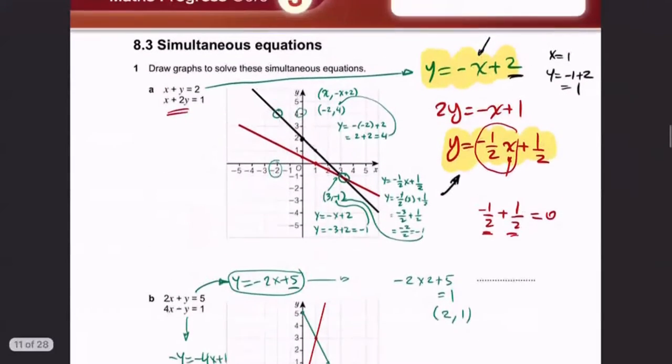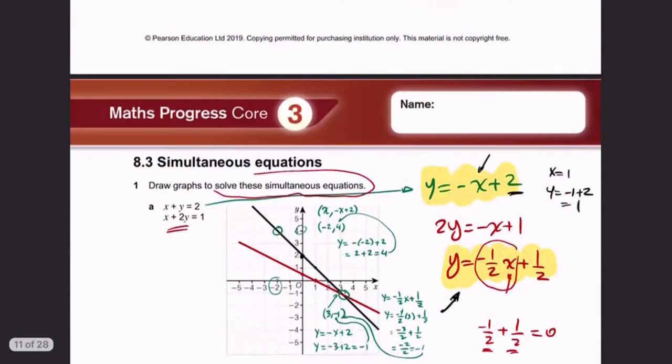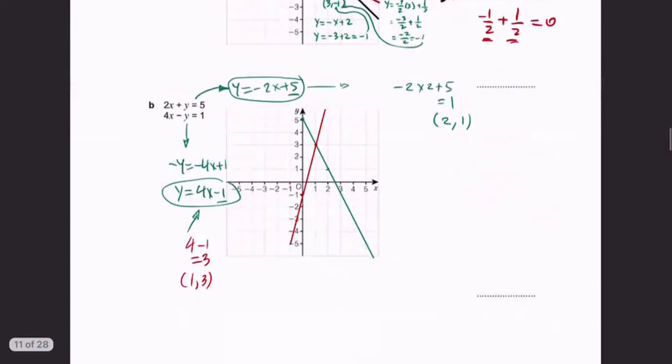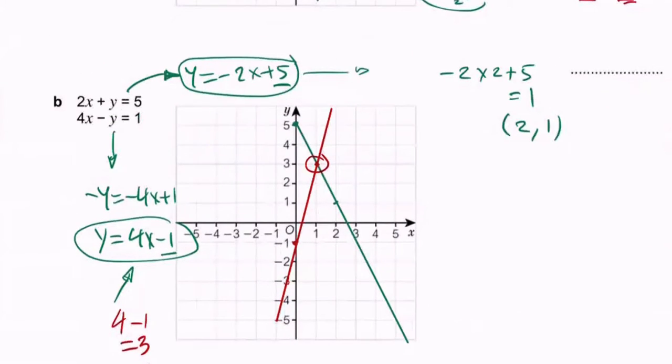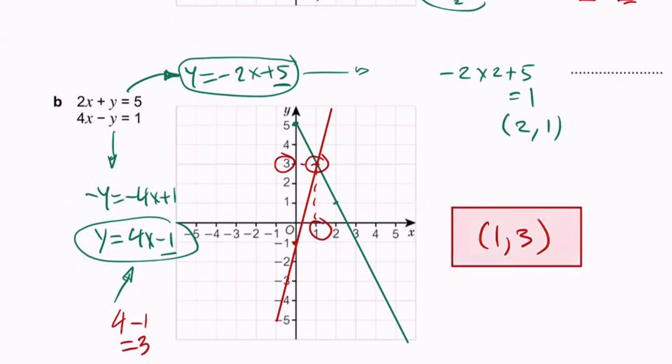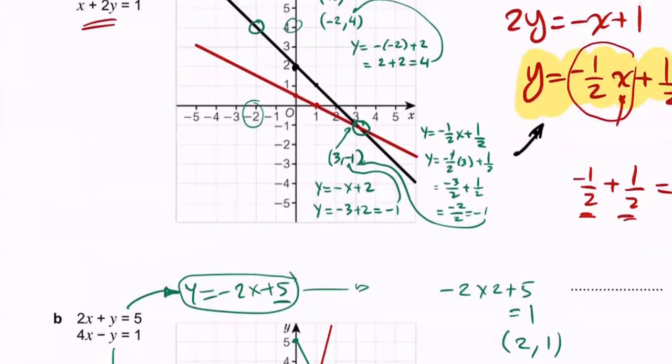Now, what is asked? Draw a graph to solve these simultaneous equations. So what is the solution in this case? How can I write this solution? You have to write it as a point. How do we get the coordinates of a point? x, then y. So this point is what? Which x? 1, and which y? 3. So the solution is 1, 3. And the solution of that one is 3 and negative 1. You have to write it like this, as a point.